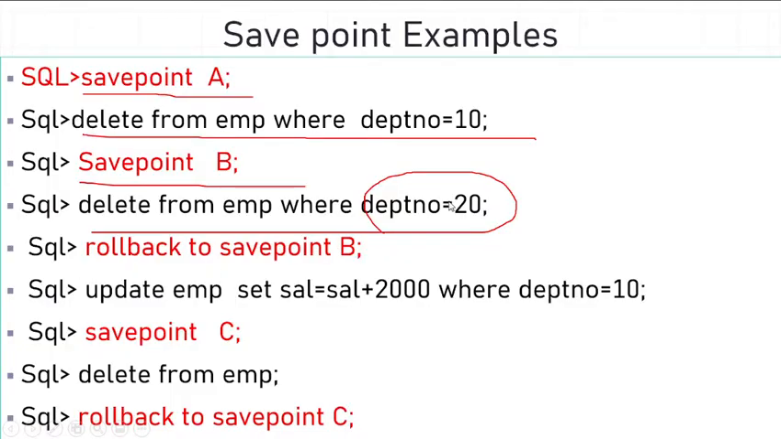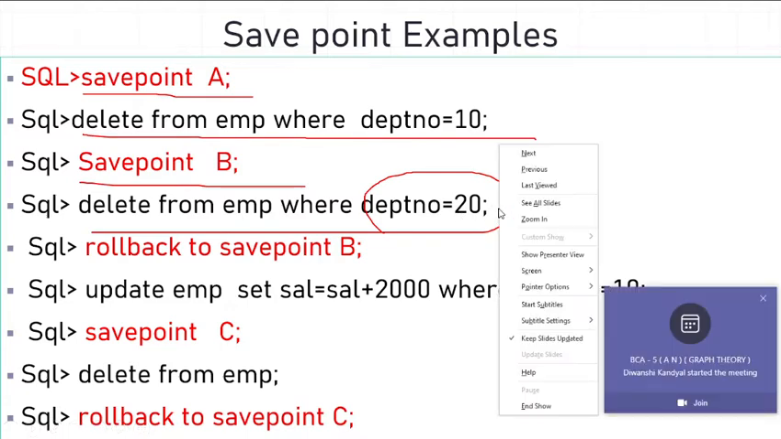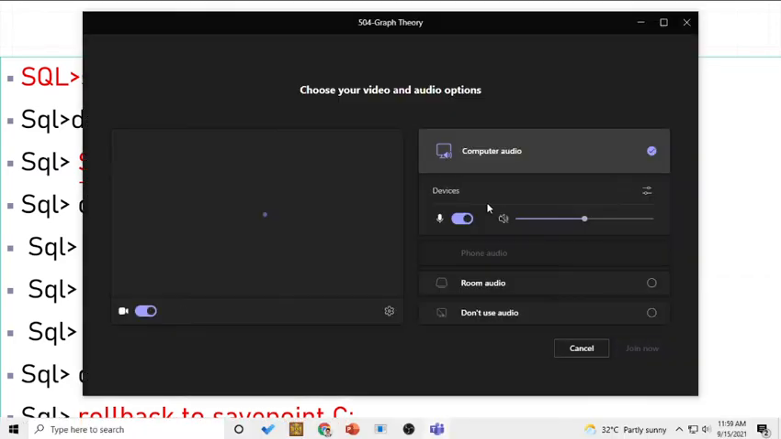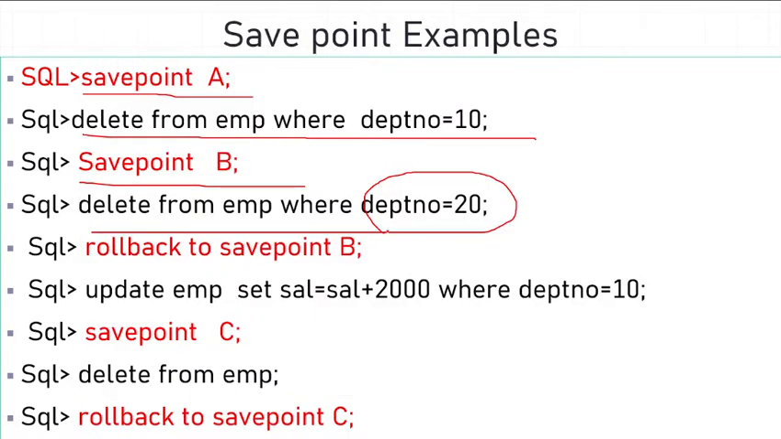Suppose I think that this deletion was wrong, what I will do, I have written rollback to save point B. Means this rollback will be done up to this. This deletion will remain there. Only the deletion of records using this command will be undone. I'm able to save this previous transaction.